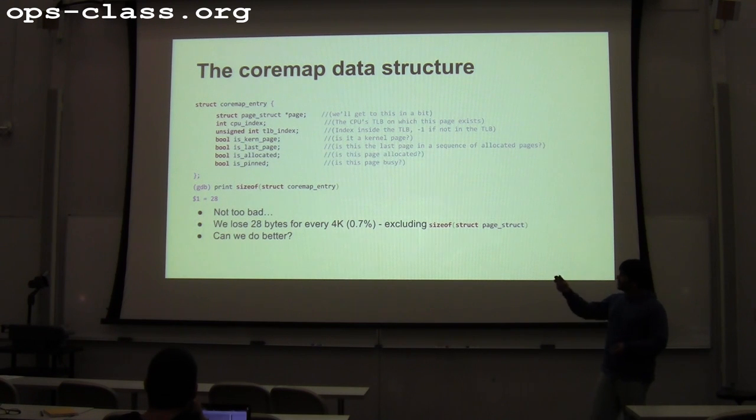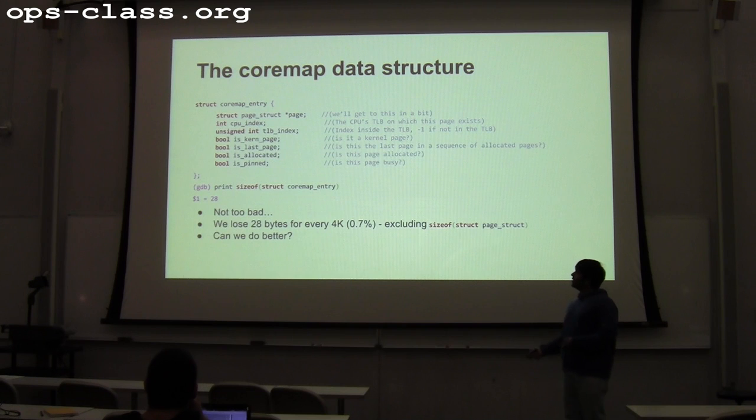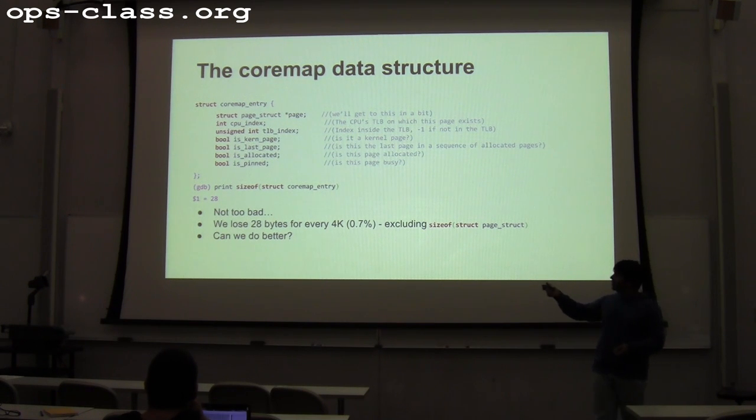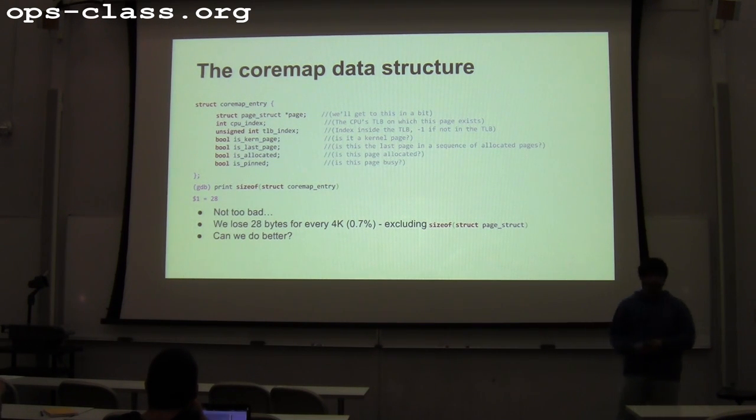Now, if this is your core map entry, and you want to figure out the size of this, we see that the size is 28. How do we compute that? Well, the first one is a pointer. Pointer is size 4. And all the others are basically integers, right? I'm pretty sure that bool also goes back to an integer. So you have 1, 2, 3, 4, 5, 6. So 4 times 6 is 24, plus the address is 28. This is the size of a core map entry.